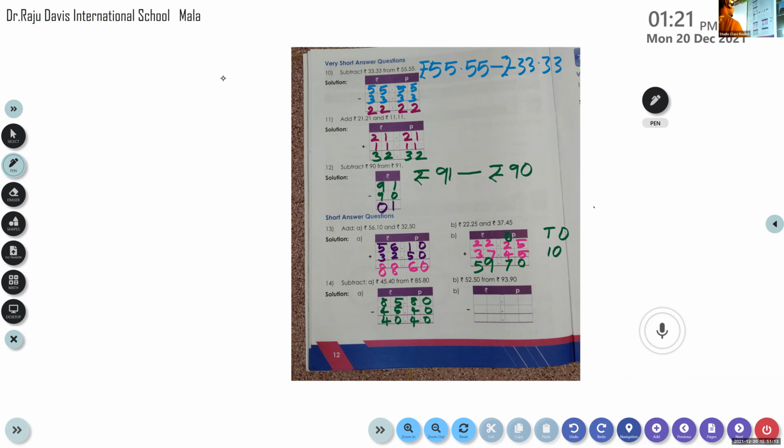How many rupees? How many paise? 52. Read. 52 rupees 50 paise from 93 rupees, 90 paise. Okay, please do it. Krishna, did you complete it? Show me the workbook. Krishna, show me the workbook.